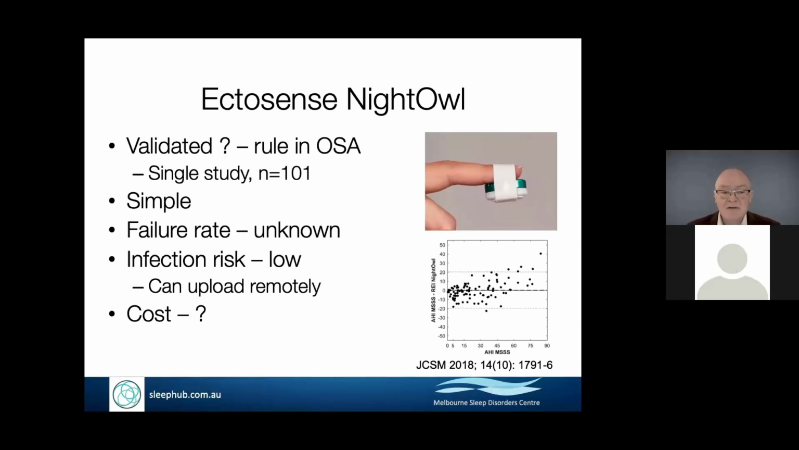The positives are that it's very simple. We don't really know the failure rate in the real world. That study was an attended study of 100 patients, so they really couldn't address the failure rate because if there was a problem, they went in to fix it. Infection risk is really low. These devices can be a disposable sort of workflow that uploads data remotely via a smartphone app, and the cost is yet unknown, but it's likely to be significantly lower than $100 US.